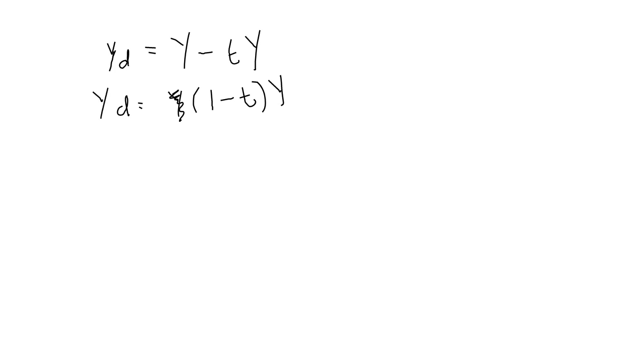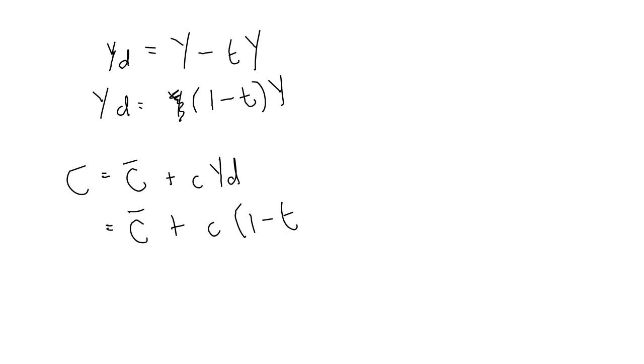Now you remember that your consumption function, because this directly affects your consumption function, we've got your C bar plus c times your disposable income YD, which is your induced consumption. But then this goes a bit further, because this then goes C bar plus c times 1 minus t times Y.